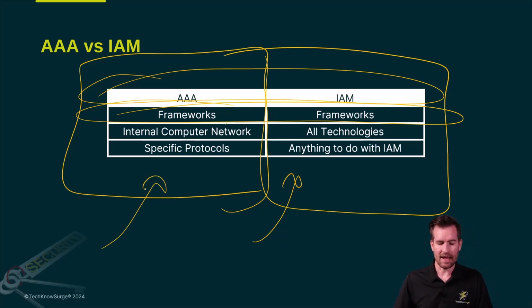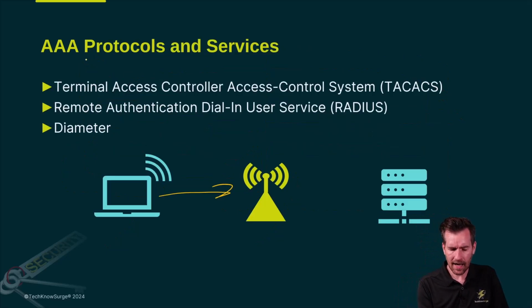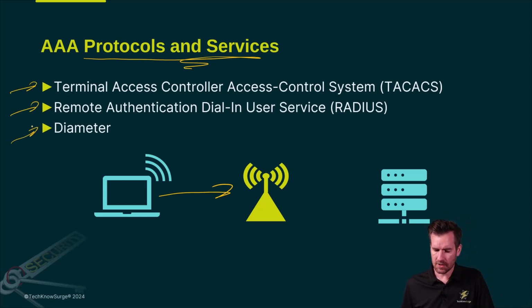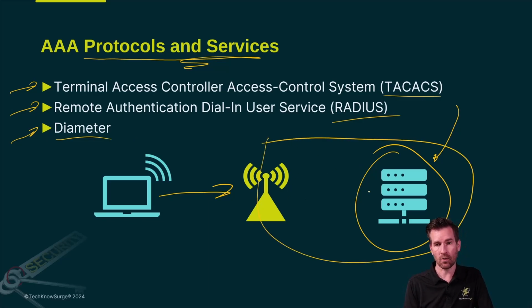Versus AAA is specific to the internal computer network, and there's some specific protocols that are defined around this AAA concept. The three most common protocols and services that are associated with this are TACACS, RADIUS, and Diameter. And so you would have some sort of services running on this bank of servers here that would be performing these functions and would be communicating with something like an access point or a switch via these protocols.